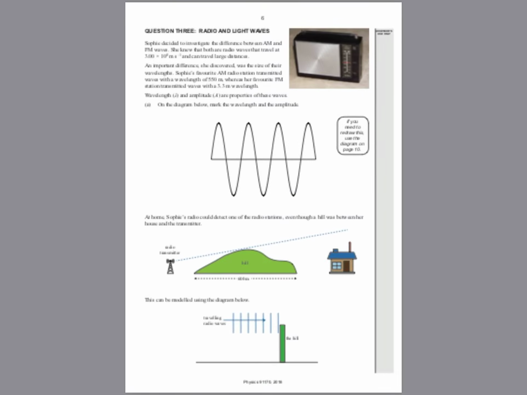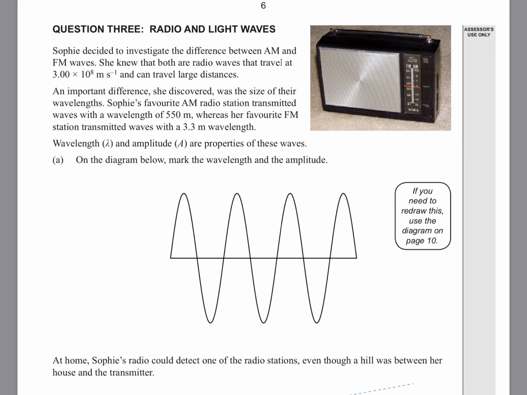Okay, moving on. Question 3, radio and light waves. Sophie decided to investigate the difference between AM and FM waves. She knew that both are radio waves that travel at 3 times 10 to the power of 8 meters per second and can travel extremely large distances. An important difference she discovered was the size of their wavelengths. Sophie's favorite AM radio station transmitted waves with a wavelength of 550 meters, whereas her favorite FM station transmitted waves with a 3.3 meter wavelength.